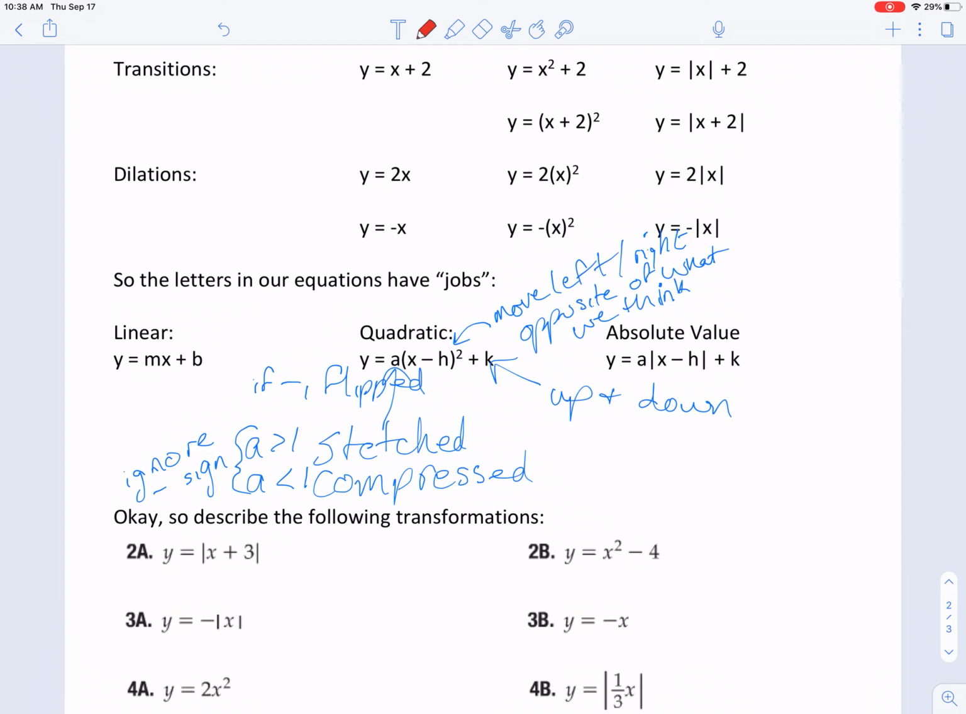Then H. Notice, we have a minus sign with the H. That is going to cause the H value to do the opposite of what you think. I'll tell you now, it is going to move the graph left and right, but due to that negative sign, it will be opposite of what you think. So if you see a +2, that's actually going to be to the left 2. All right, and then at the end with that K value, that will move it up and down.